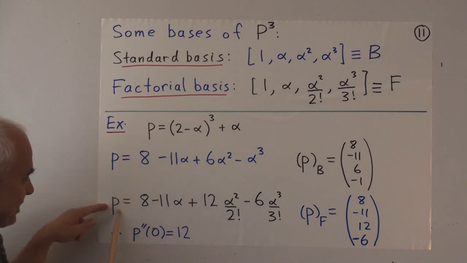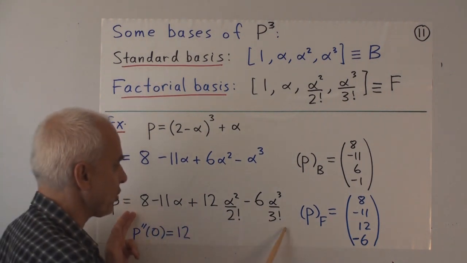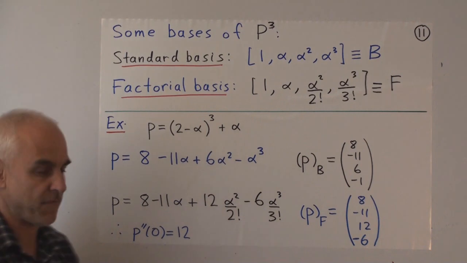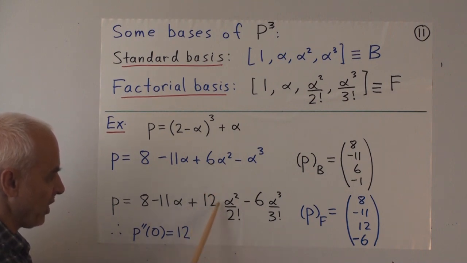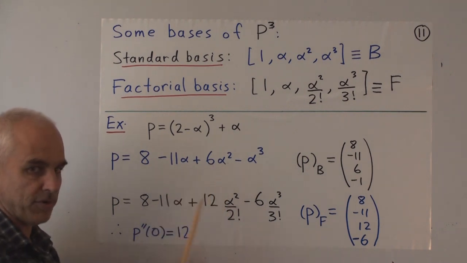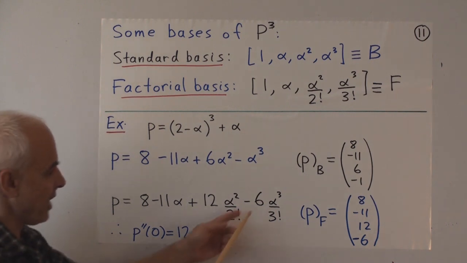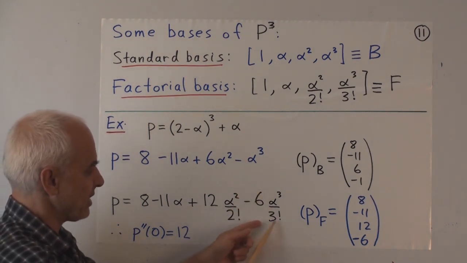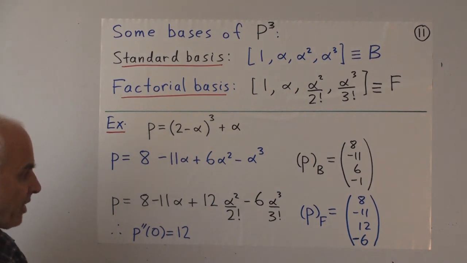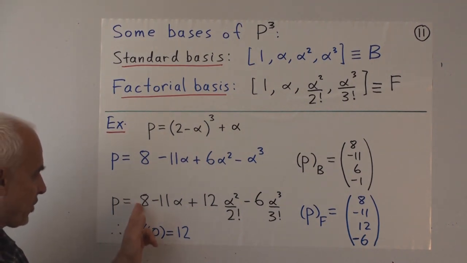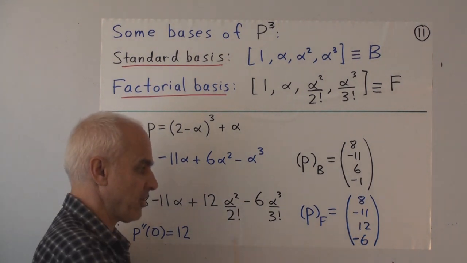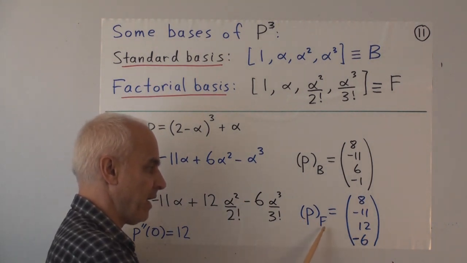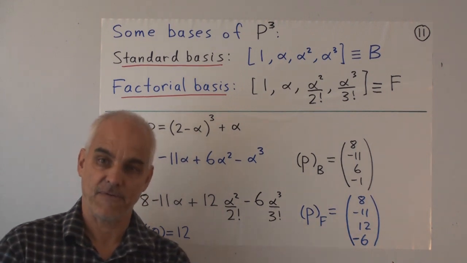In contrast, here's the same polynomial rewritten now in terms of the factorial basis F. So now I have an alpha squared over 2 factorial here, and so I had to multiply the coefficient by 2 to compensate to make sure that it's still equal to what it was before. And here I had to multiply this by 6 because I introduced a 6 in the denominator. Now the coefficients are 8, minus 11, 12, and minus 6. And that vector is the coefficient vector of the polynomial P with respect to the basis F.